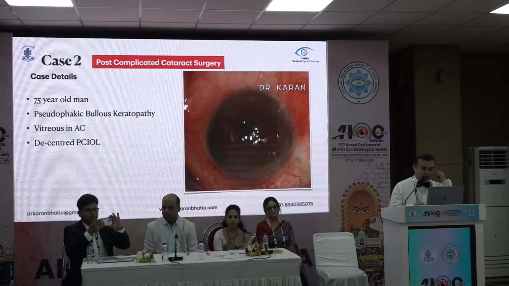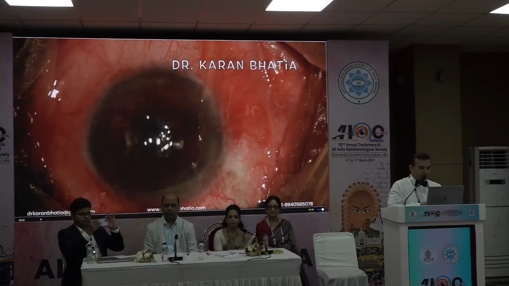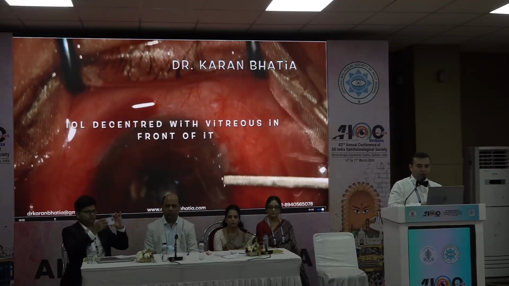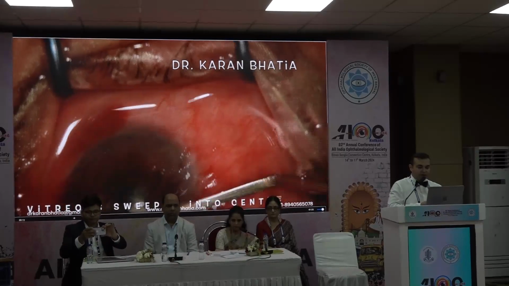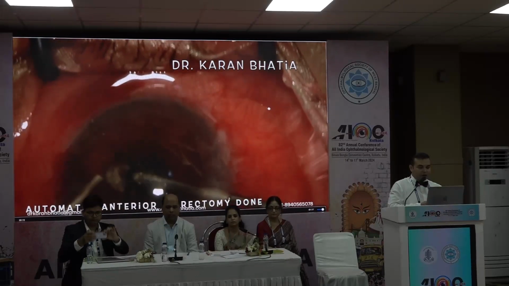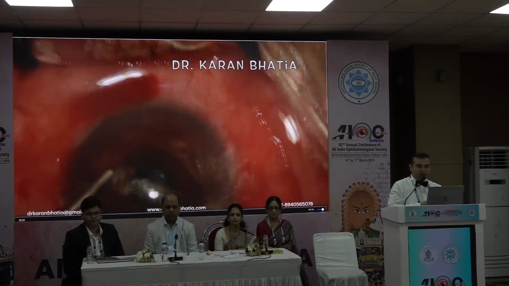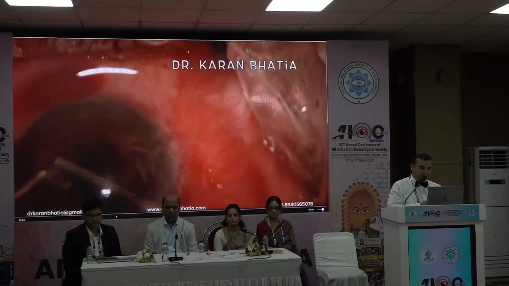This is another case of post-complicated cataract surgery. So if you see over here, the epithelium is removed for better visualization, and then you can see that there is some vitreous in the anterior chamber. So this vitreous needs to be swept off. Once that is done, you need to do a vitrectomy, because any vitreous, any iris tags, whatever are there, they can again get to the endothelium and interfere with the survival of the graft.